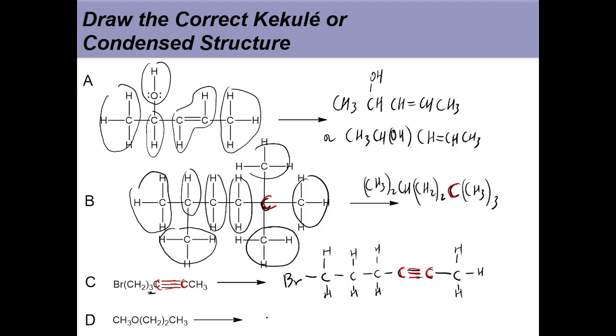The last one will be CH3 next to oxygen. And this oxygen is bonded to CH2. Not only one, there are 2 CH2s.